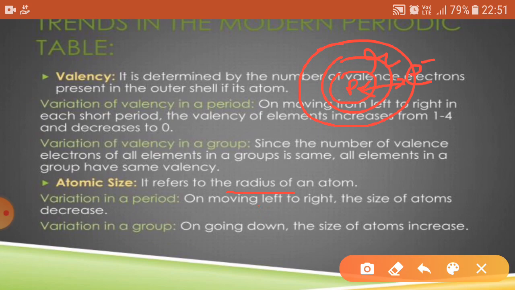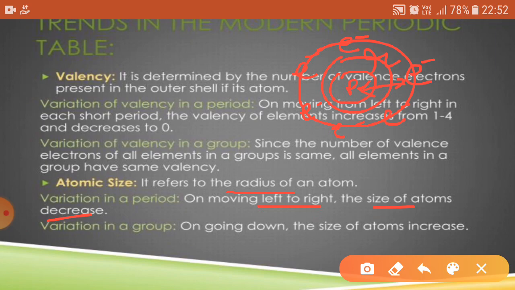And what will be the trend along the period? It means that on moving from left to right, the size of the atom decreases because an electron is added in the same shell. One electron is added in the same shell. That's why atomic size decreases, because protons also increase.